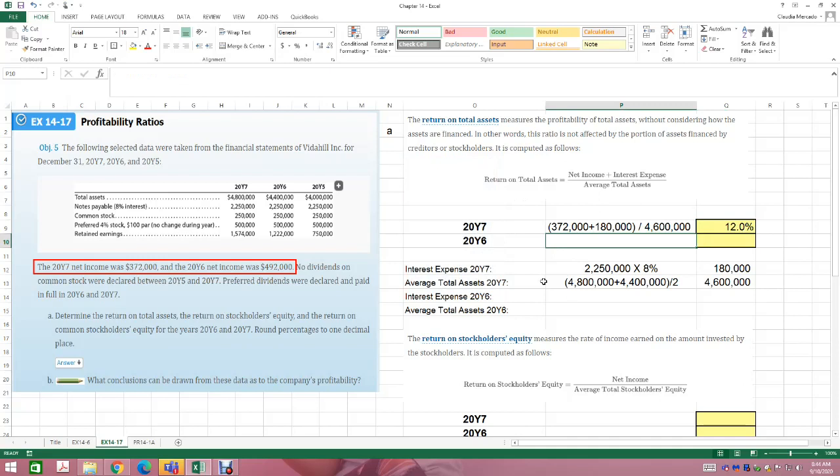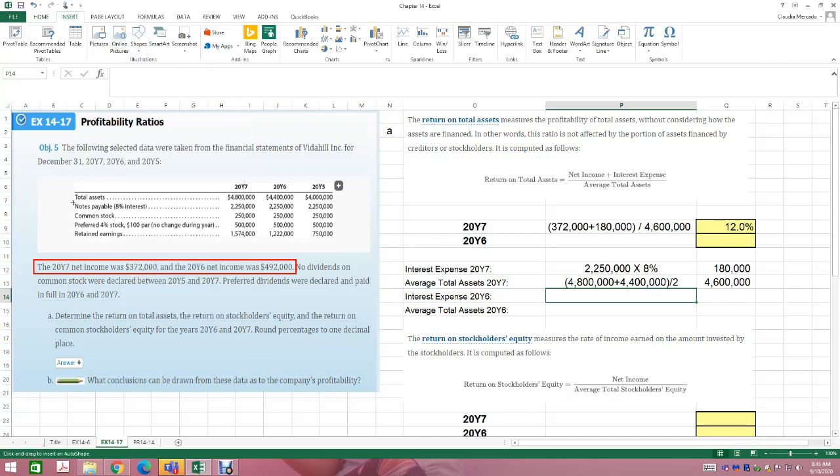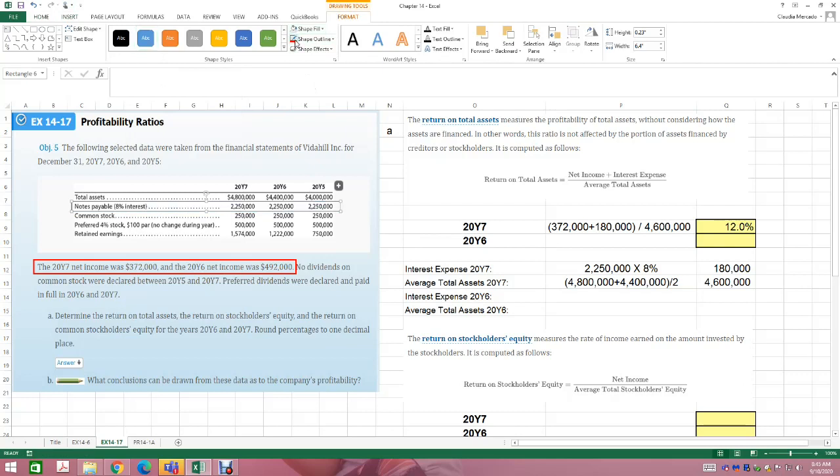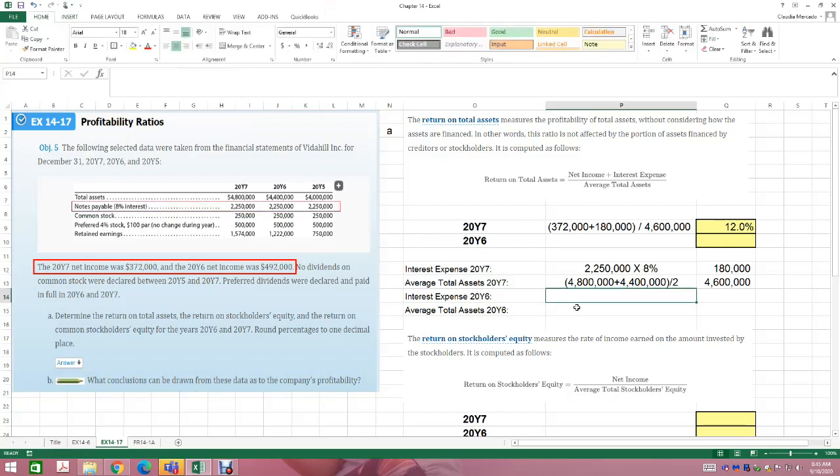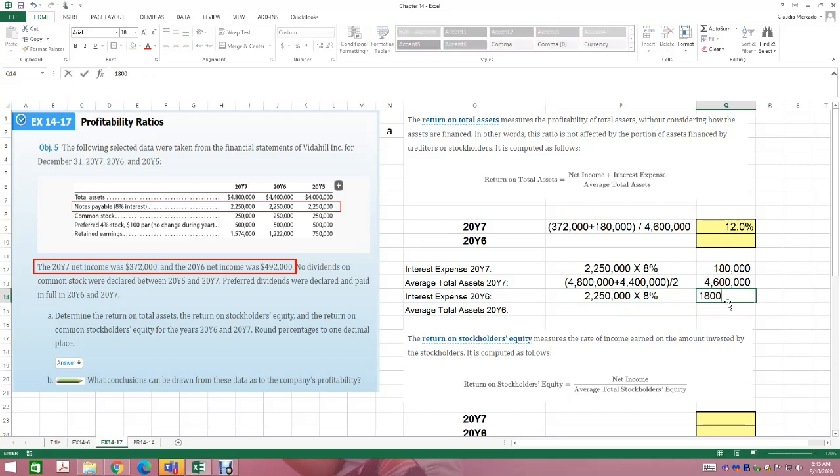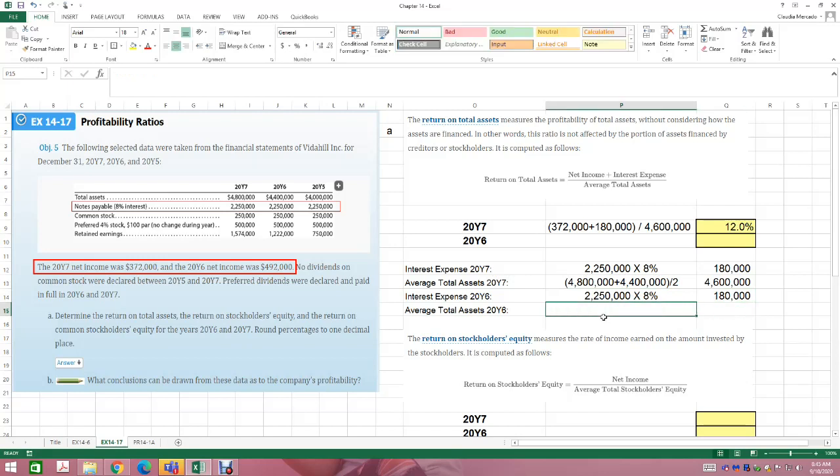I'm going to do the same thing for 20Y6. The first thing I'm going to do is calculate my interest expense. Remember, when we're calculating our interest, we are looking at our notes payable right there. So interest for 20Y6, my note was for $2,250,000, the same, multiplied by 8%, and that gave me $180,000. I had already calculated it in the first one. Nothing changed. How about my average total assets? I'm going to get the current year's total assets, which is $4,400,000, add the prior year's total assets, which is $4 million, and then divide by 2.